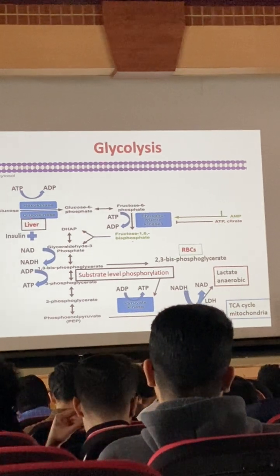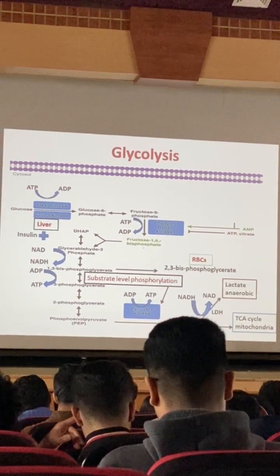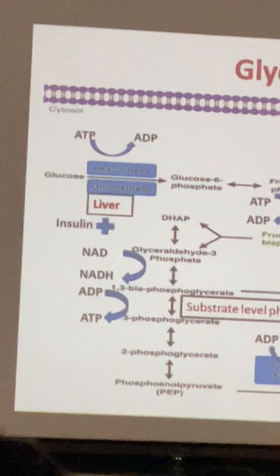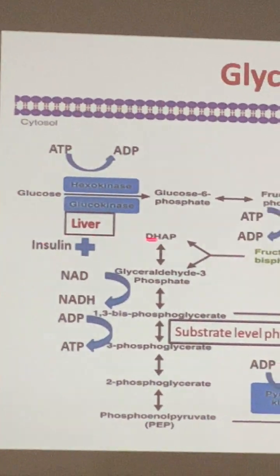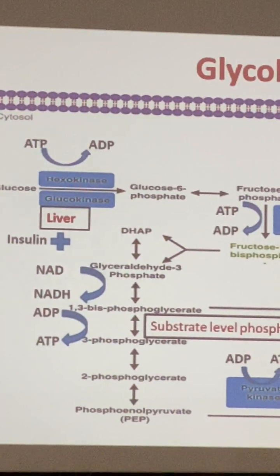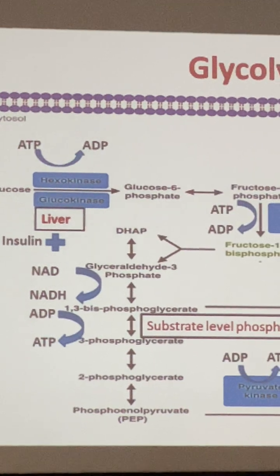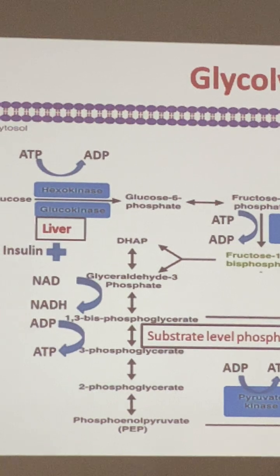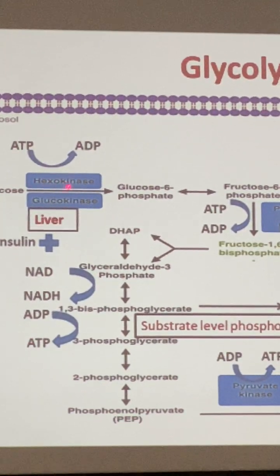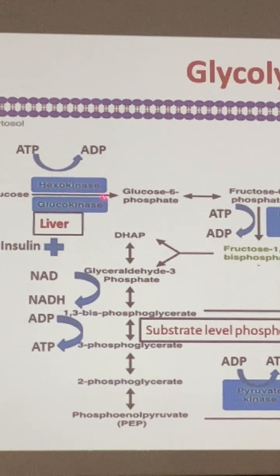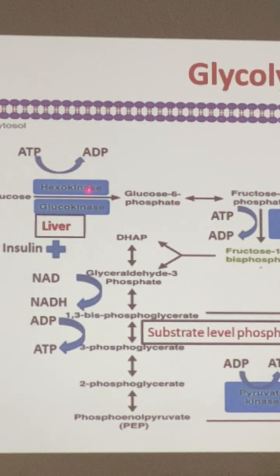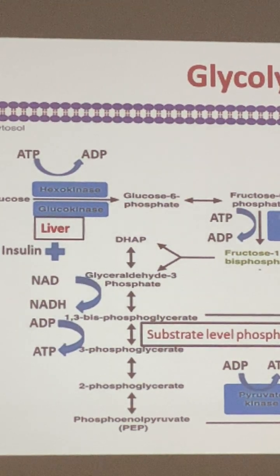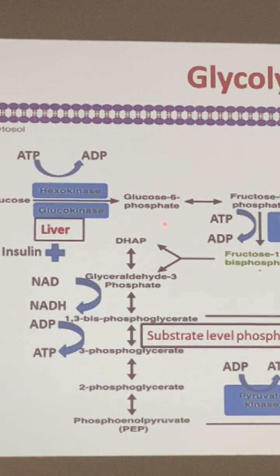The first enzyme in glycolysis is hexokinase. This is the first step, and this is a very important step. Whenever you see a kinase suffix, remember that this enzyme will do phosphorylation of the substrate. Hexokinase, glucokinase, whenever it's a kinase, it will put a phosphate on its substrate and generate a phosphorylated product, which is called glucose 6-phosphate.